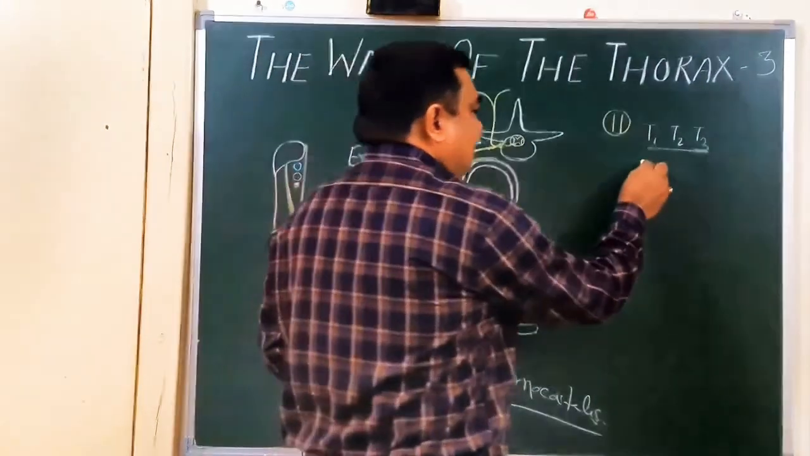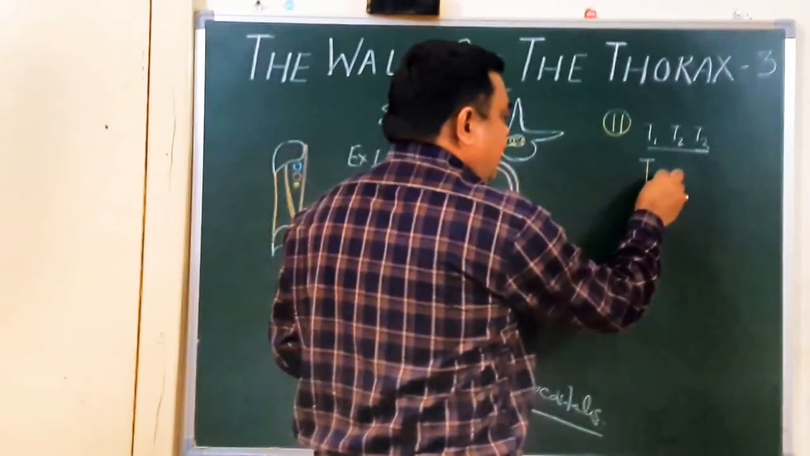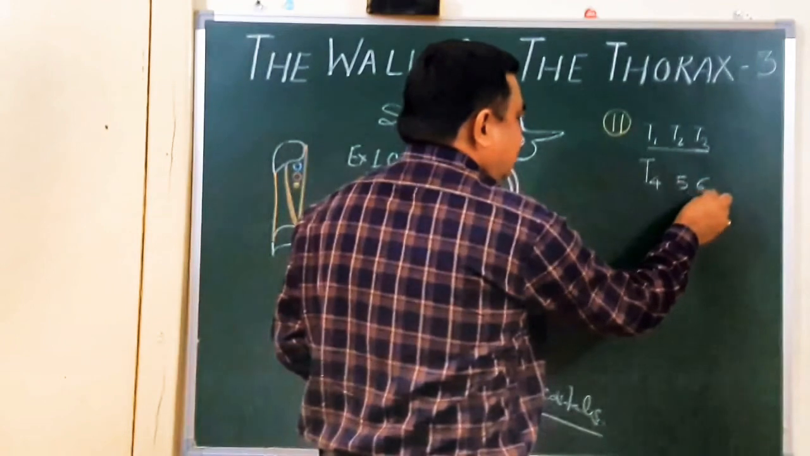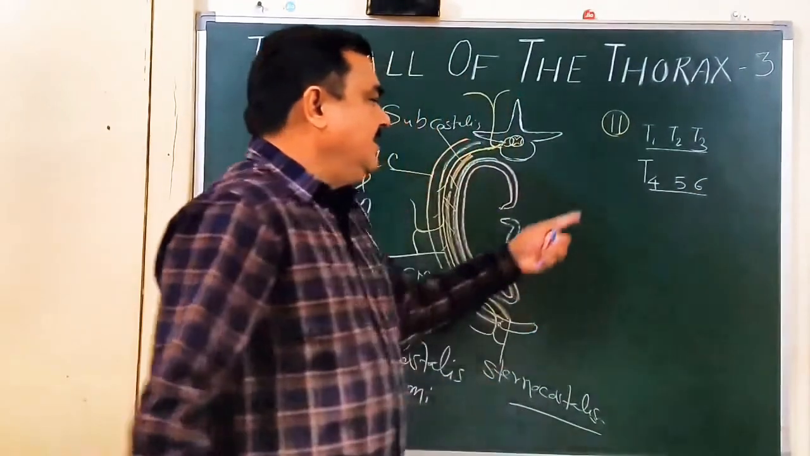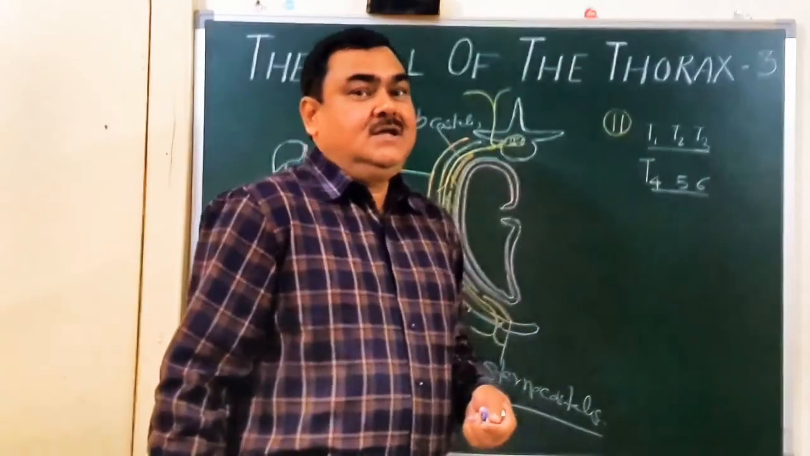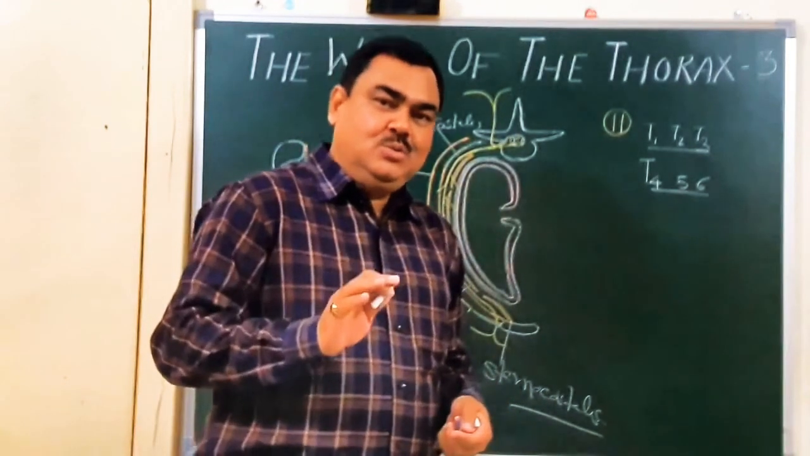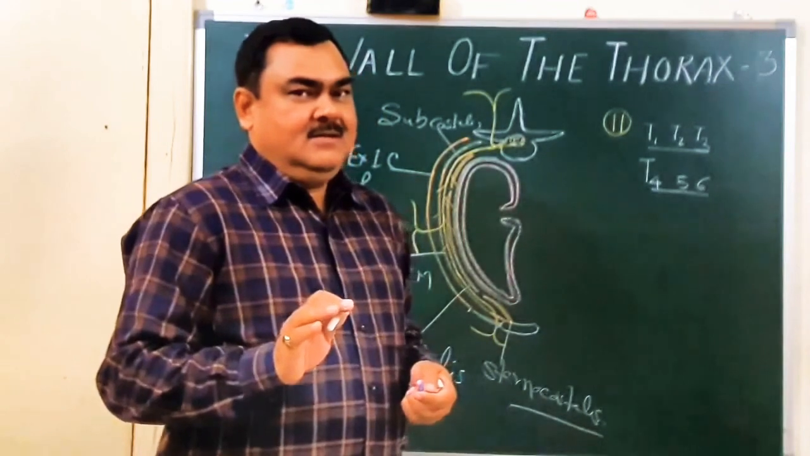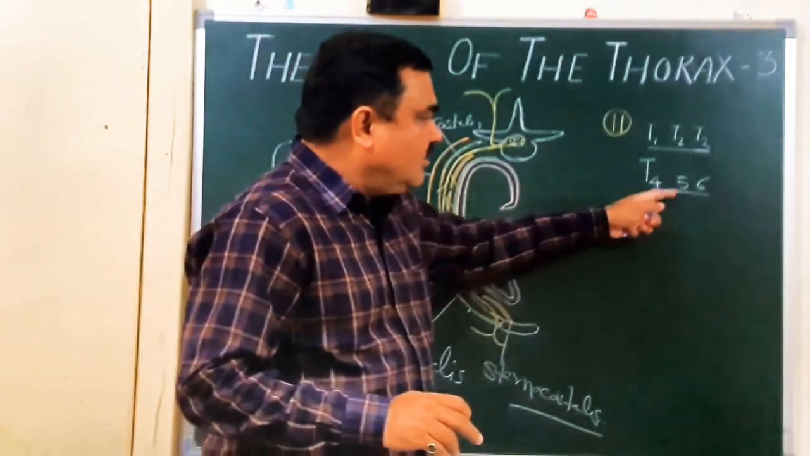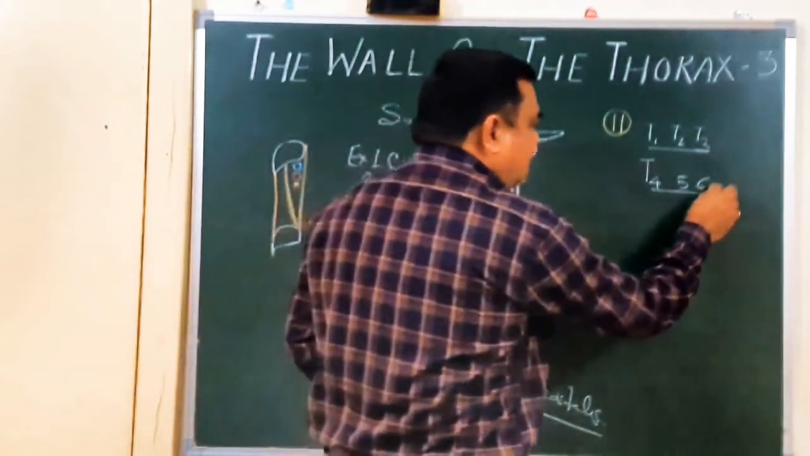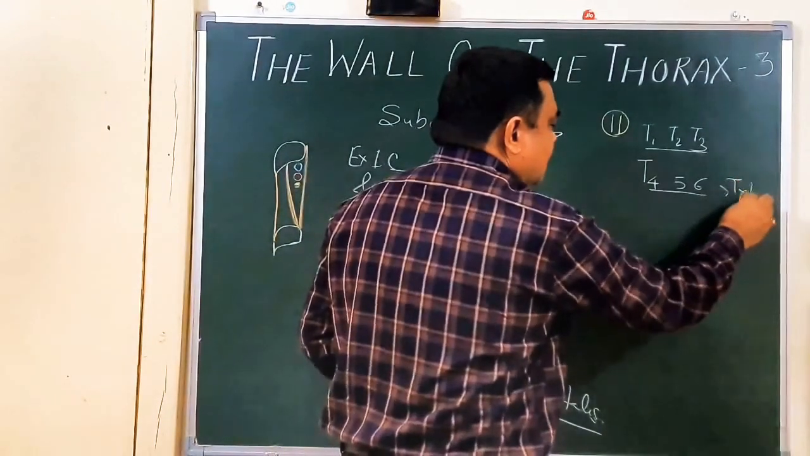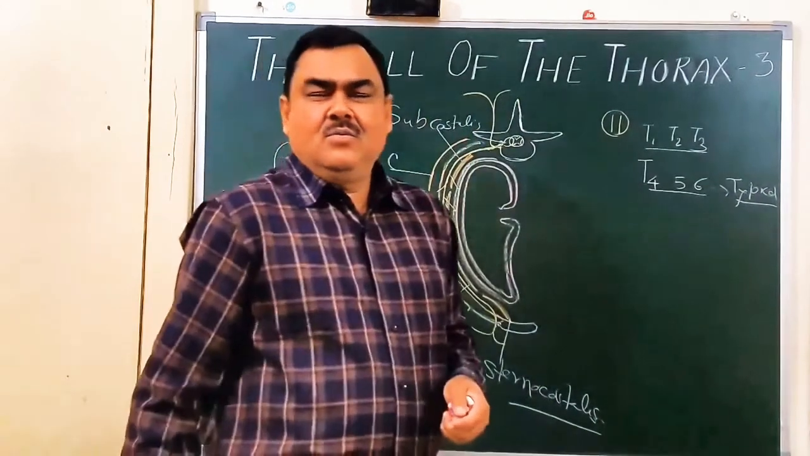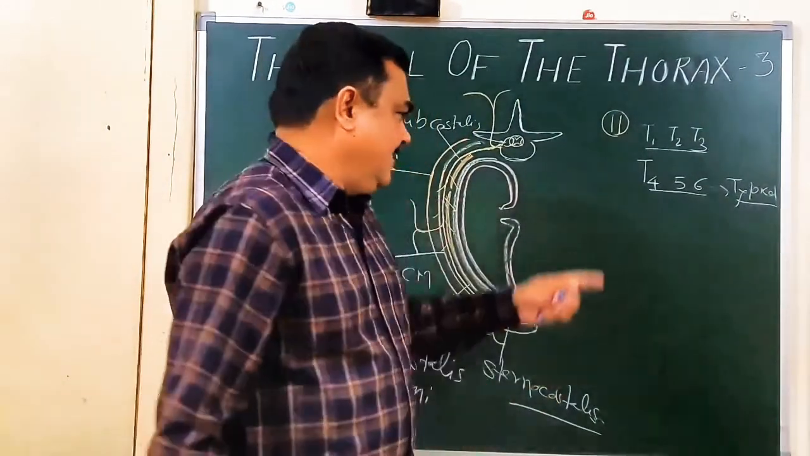And next, ventral rami of T4, T5, and T6. These three nerves give supply only to intercostal spaces. So these are typical thoracic nerves. These nerves are dedicated only to thoracic region.